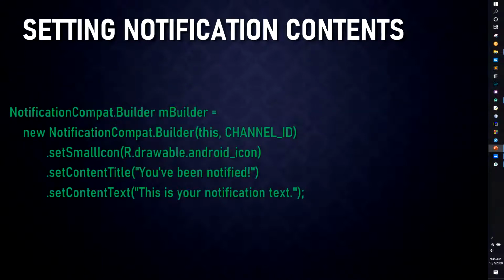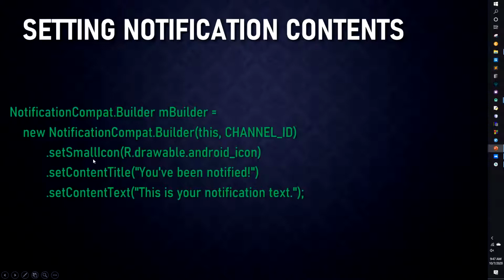Okay, this is the code showing how to set the notification contents. You use the notification compat builder object, and you pass the application context and the channel ID. This is only if you are targeting API level 26 and above, or Android 8 and above. If you plan for your notification to work on this Android version, you have to specify the channel ID here. If you are targeting Android versions below 8, you don't need to specify this.